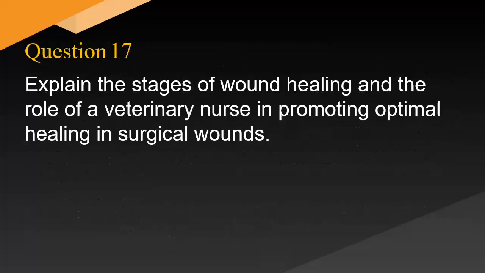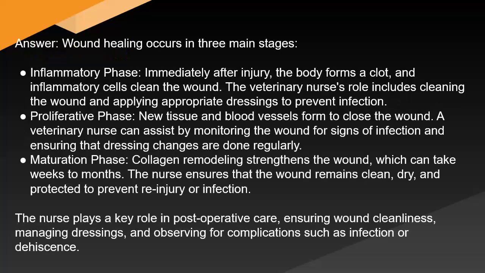Explain the stages of wound healing and the role of a veterinary nurse in promoting optimal healing in surgical wounds. Answer: wound healing occurs in three main stages. Inflammatory phase. Immediately after injury, the body forms a clot and inflammatory cells clean the wound. The veterinary nurse's role includes cleaning the wound and applying appropriate dressings to prevent infection.